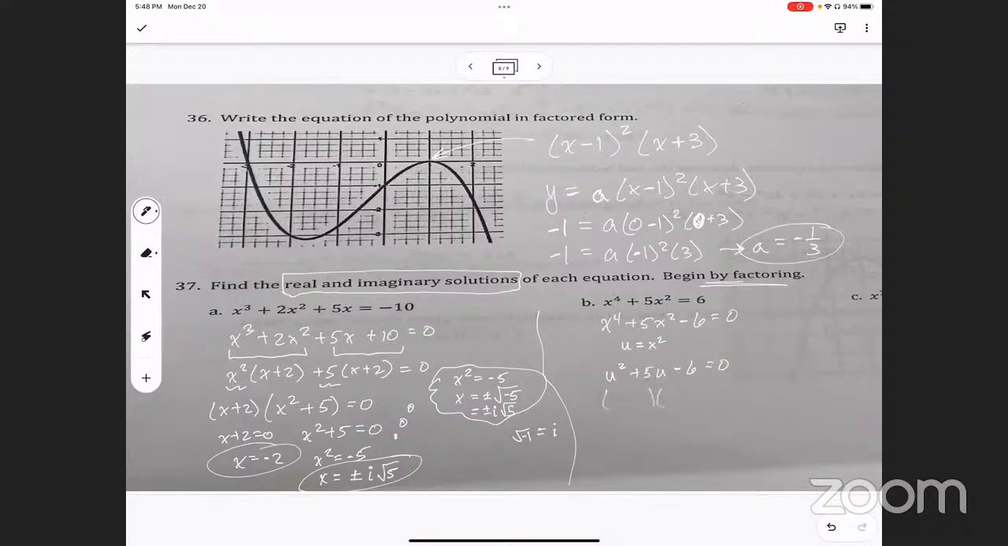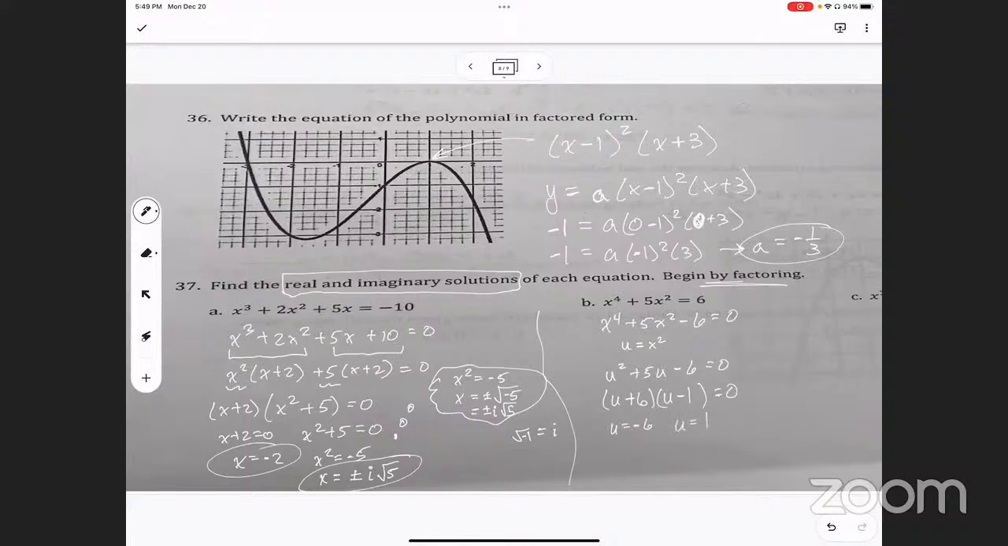Can I factor it? How does that factor? u and u, positive 6 and -1. Does that work? Where's the -1 coming from? To make a -6. Oh, yeah. Okay, never mind. Got it? So what would that mean? That would mean that u would equal -6 or u would equal 1, right?